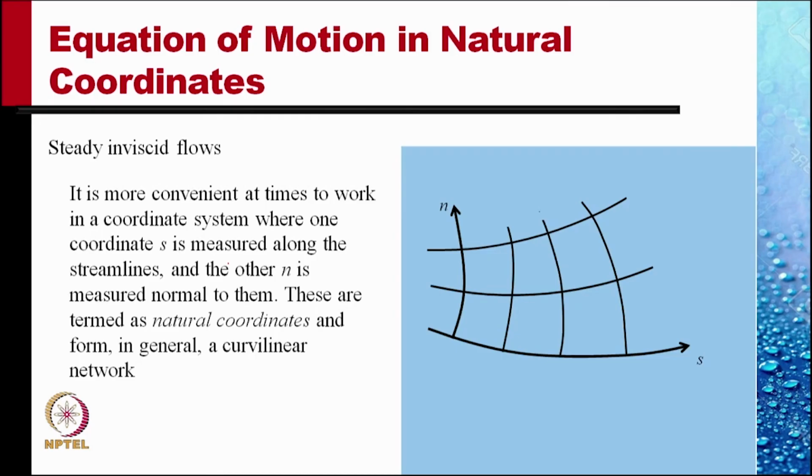So we measure S along the streamlines and measure N normal to the streamlines. And everywhere these lines would be orthogonal. This is called the natural coordinate system.